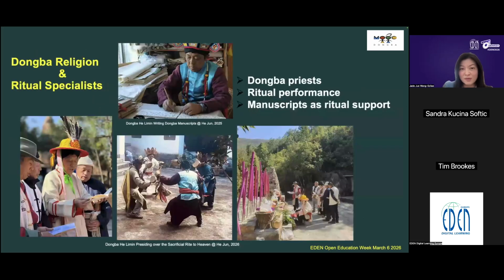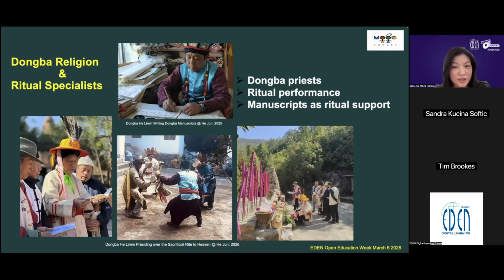So why is this script called Dongba? First, we need to know the meaning of Dongba. In the Naxi language, it means sage. So they are shaman priests and ritual specialists who perform ceremonies when needed. The term Dongba religion derives thus from these priests.